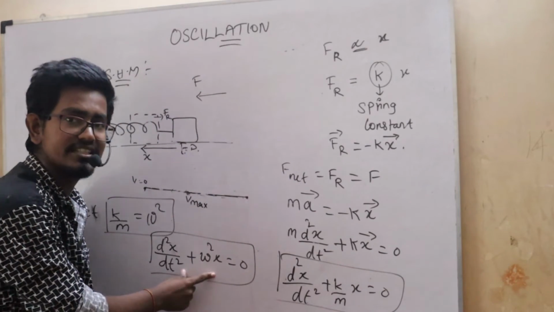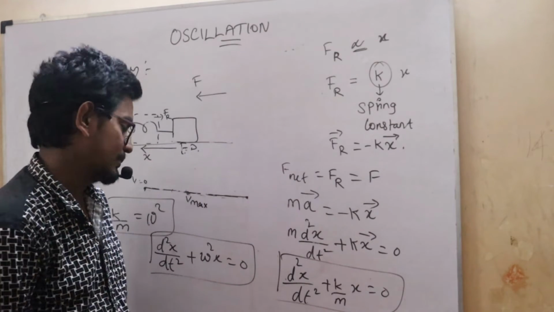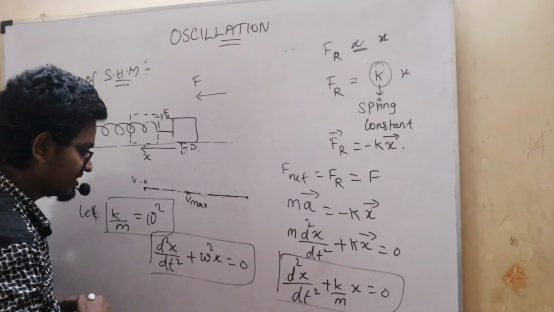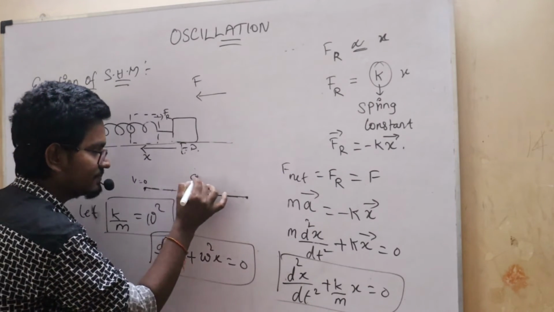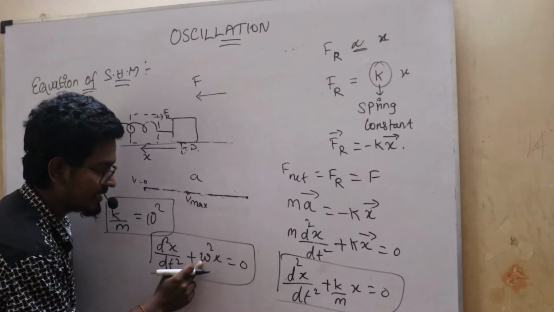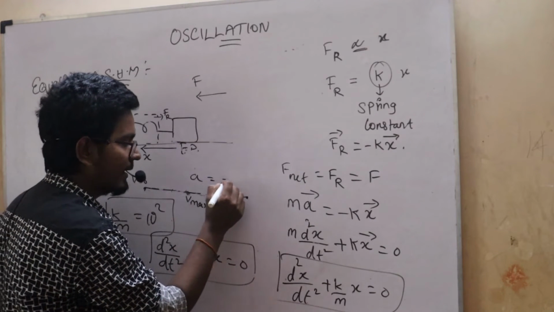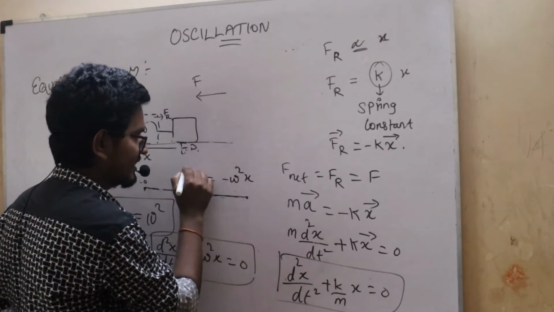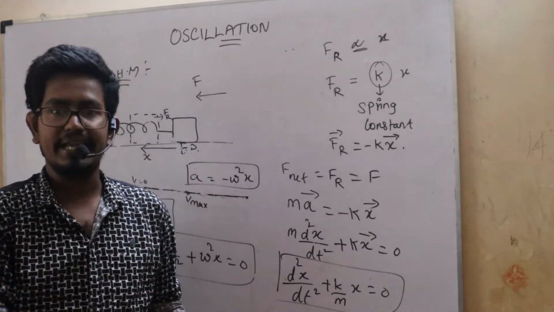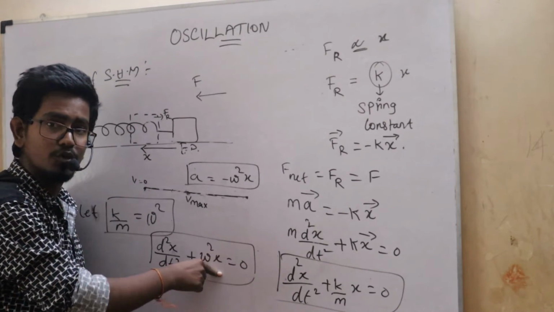If this equation is satisfied, then that object's motion is nothing but simple harmonic motion. You can see here d square x upon dt square is nothing but acceleration. It is nothing but plus omega square x. What I am going to do is just take it to this side. It will become minus omega square x. A is equal to minus omega square x. It is also given in some textbooks. So it is the equation for the simple harmonic motion.